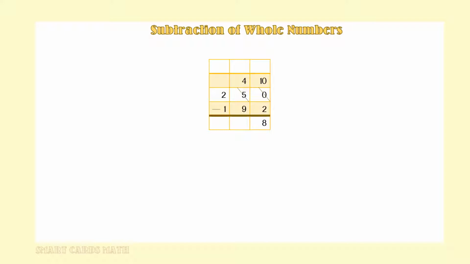4 minus 9. We don't have enough tens to do the subtraction. So let's go to the hundreds place and borrow one group of hundreds from two groups of hundreds. When we borrow one group of hundreds from two groups of hundreds, we're left with one group of hundreds. Let's take that one group of hundreds and add it to the four tens to get 14. 14 minus 9 leaves us with 5. 1 minus 1 leaves us with 0. We get a final answer of 58.